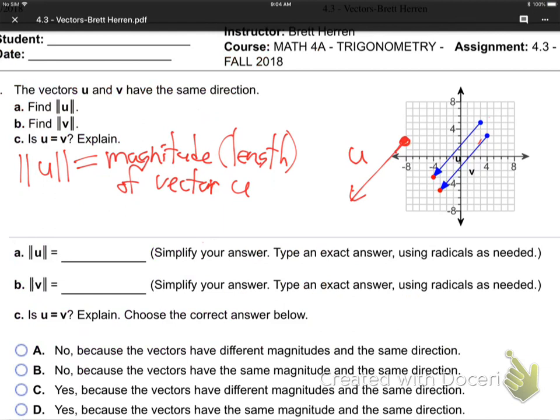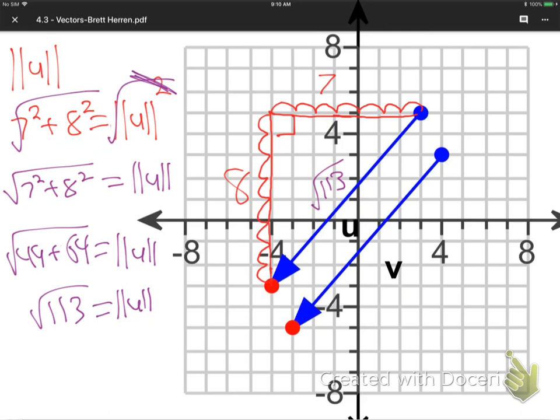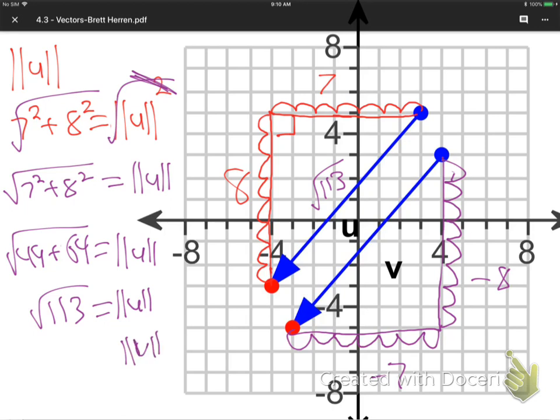Try v. Well, isn't v the same? Let me look close. I think it's the same. Let me just draw the thing. 1, 2, 3, 4, 5, 6, 7, 8. Goes down 8. 1, 2, 3, 4, 5, 6. Yeah, it's totally the same. And does it matter that I have negatives? Down 8, back 7? No, because you're going to square them anyway, so we won't bother. It'd be the same exact answer. The magnitude of v is the same.